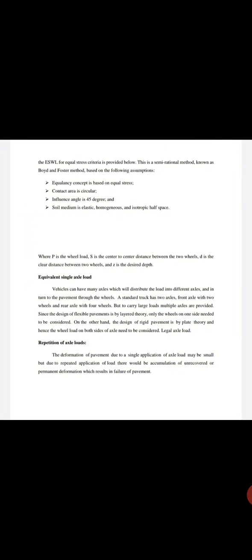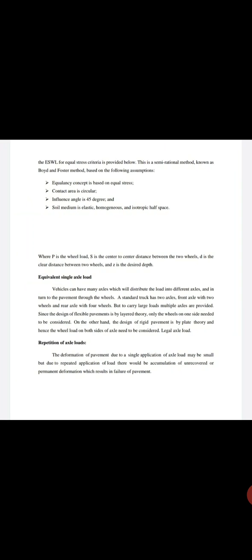To carry a greater load within the legal limit, dual wheels are used. The equivalent single wheel load (ESWL) is a single wheel load having the same contact pressure which produces the same value of maximum stresses, deflection, tensile stresses, and contact pressure at the desired depth. To find the ESWL, the equal stress criteria are provided below. This is a semicircular method, also known as the Boyd and Foster method, based on the following assumptions.